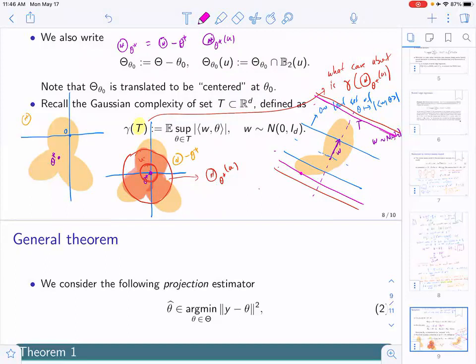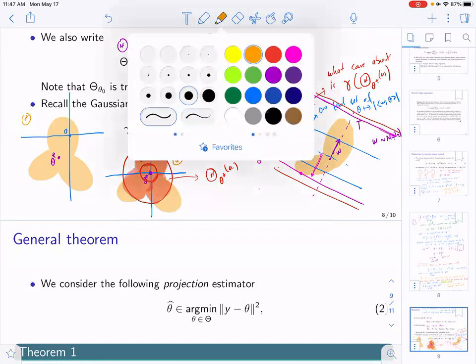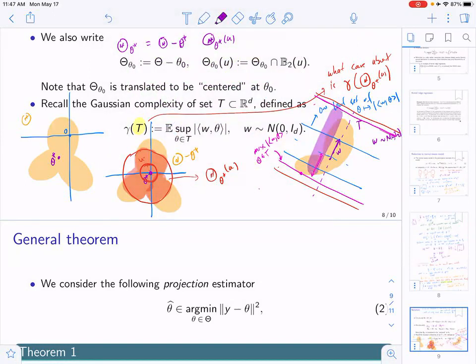So this is max W theta in T. This is the last time I'm going to intersect with this, and so the level of this set is basically going to be the distance here, sort of from the origin. So what this is doing is measuring the width of this set in this direction, and then I'm going to change the direction.